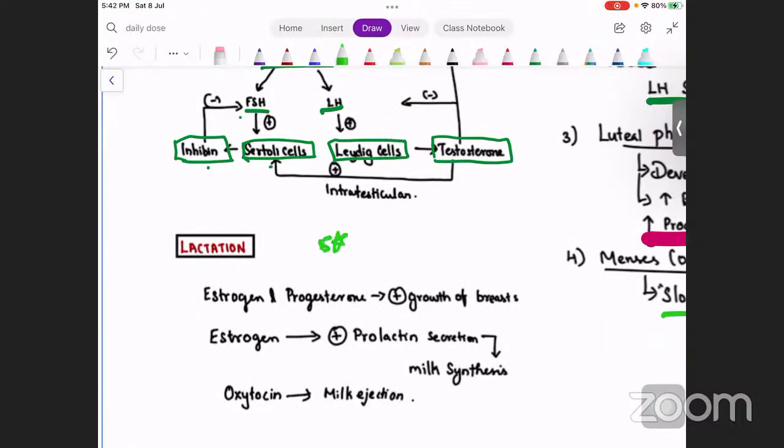You should not miss it. Estrogen and progesterone cause growth of your breast. Estrogen stimulates prolactin secretion and then produces milk synthesis. Oxytocin produces milk ejection. You should know these things in a perfect way, people.